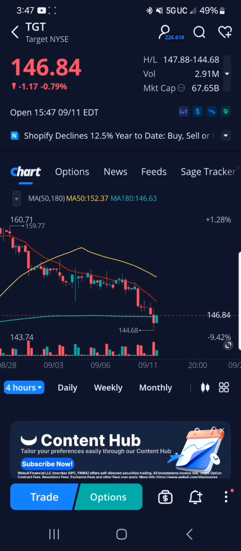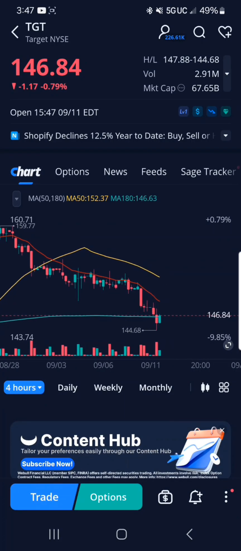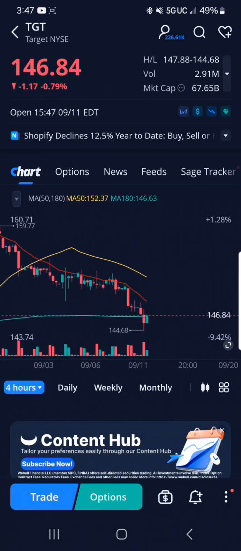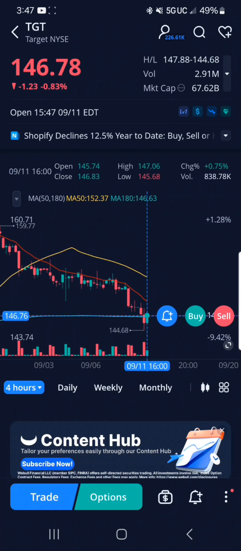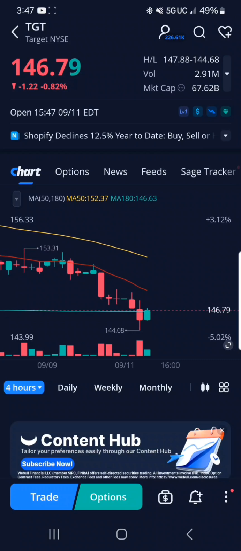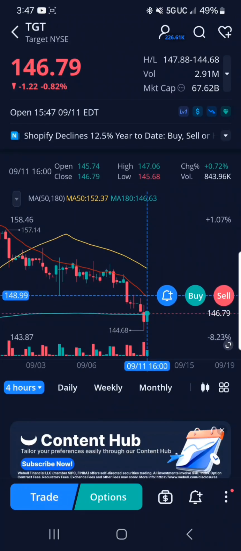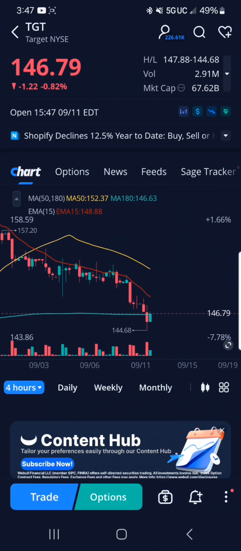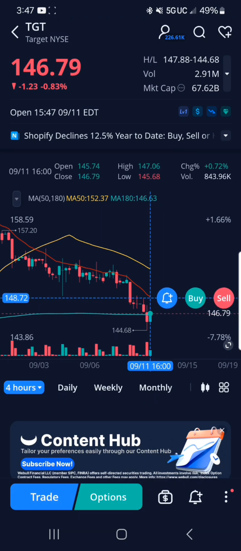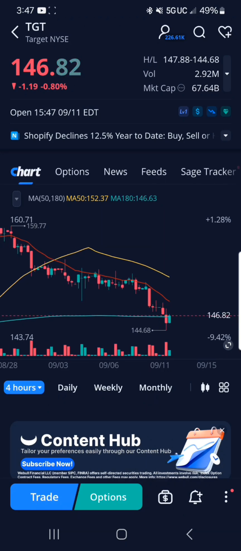Alright, I see something here I like on Target. I'm looking at Target's chart on the 4-hour, and I can see that a candle just closed above the 180-day moving average. You can see this green candle just closed above the 180. So now I believe it's going to push back up to the red moving average here, which is the EMA 15. So I think it's going to go up to the like 148 area.